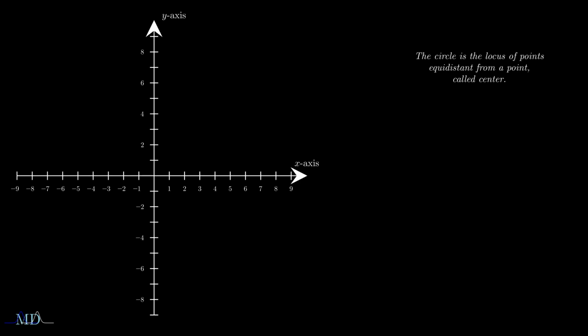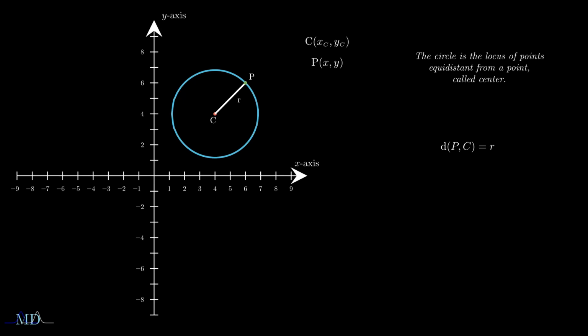If we choose a certain point of coordinates xc and yc as center, and we choose r as radius, the circle is formed by all points that are distant r from the point C. To find the equation of a circle of radius r, we write the distance between C and a generic point of coordinates x and y, and we set it equal to r. We use the formula for distance of two generic points, and we get square root of the sum of x minus xc squared and y minus yc squared equal to r.